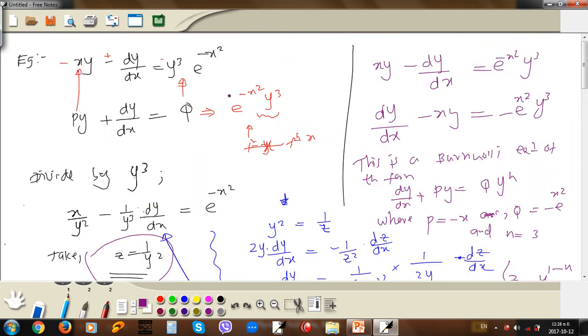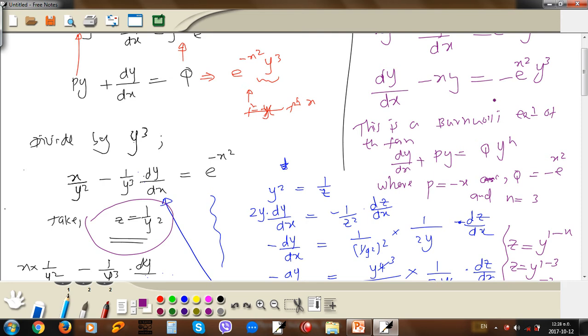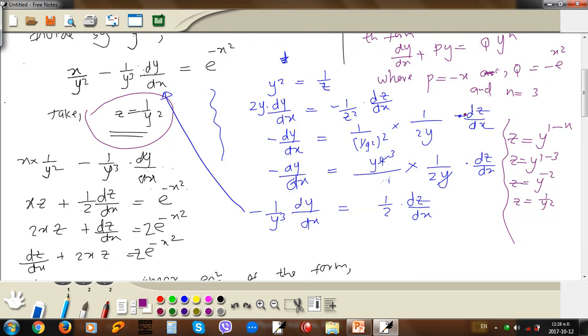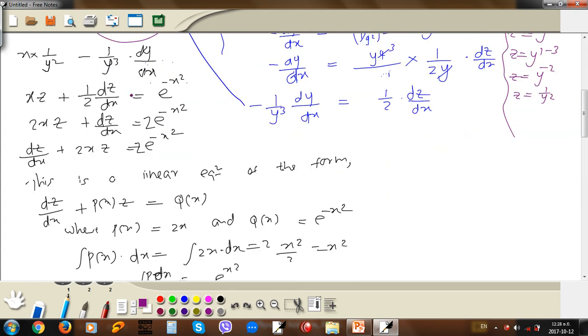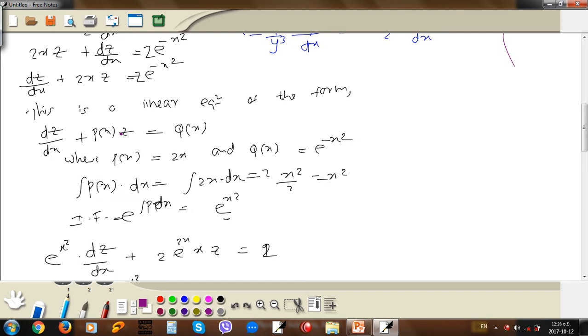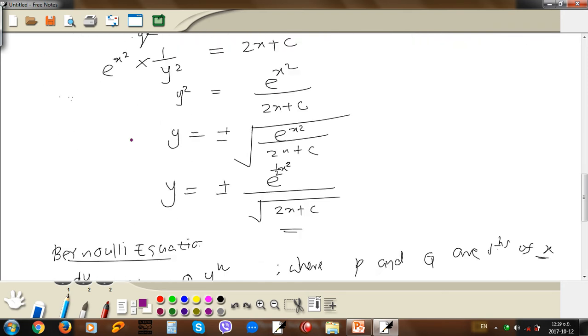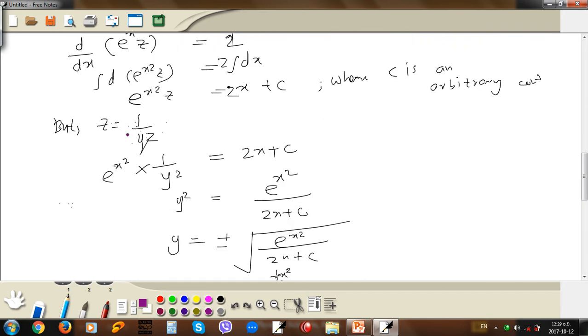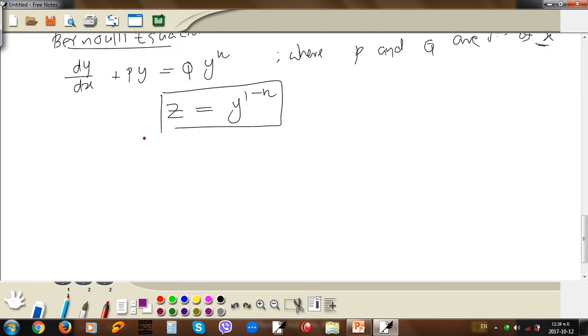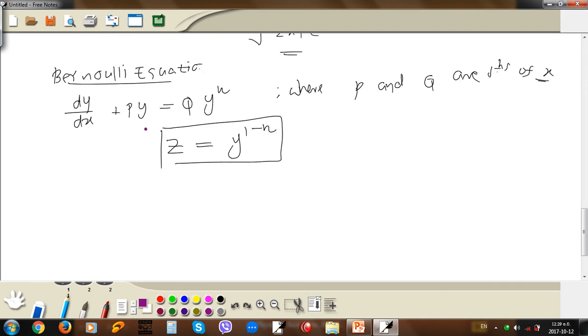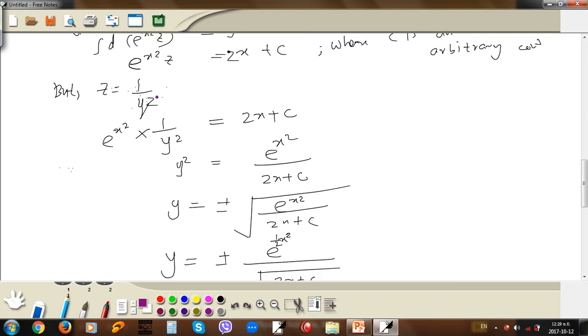First you have to check whether the given equation is a Bernoulli equation or not. If it is a Bernoulli equation, you use the substitution z equals y to the power 1 minus n. Then you have to find dy by dx and dz by dx, substitute, and it reduces to a linear differential equation. After that you can solve it and find the value of y. That is what you have to do if it is a Bernoulli equation.